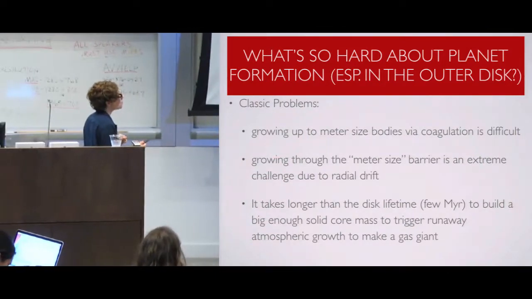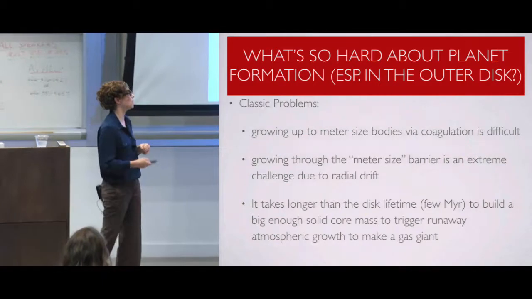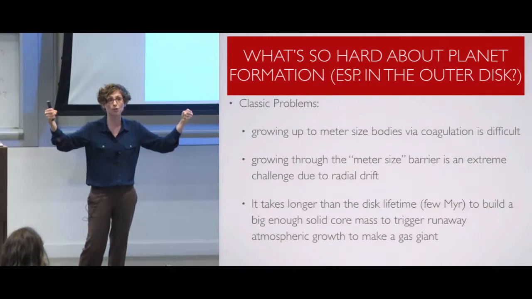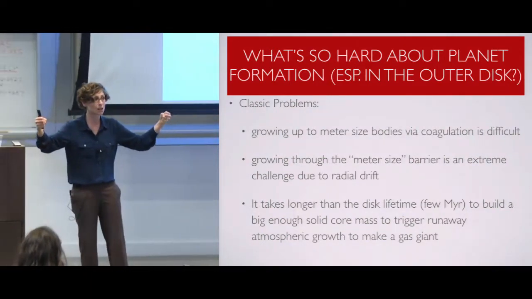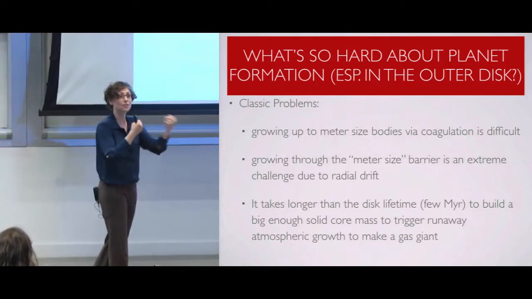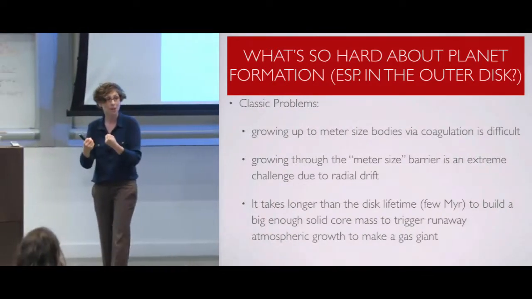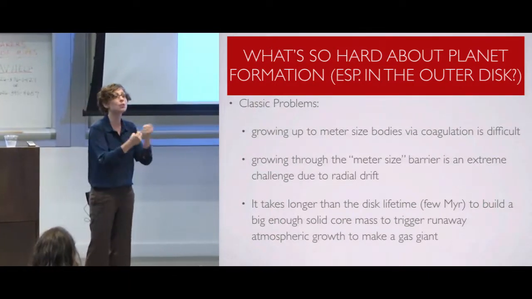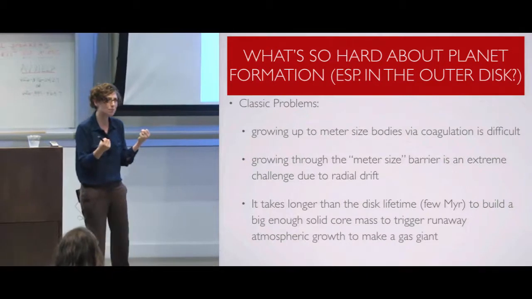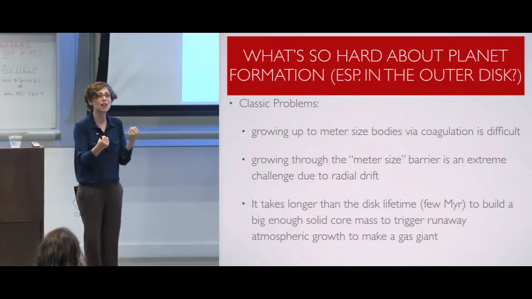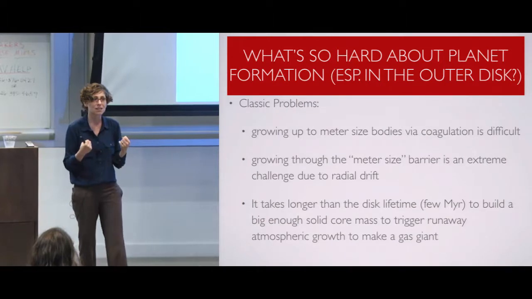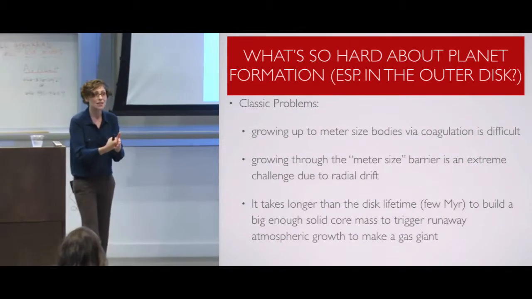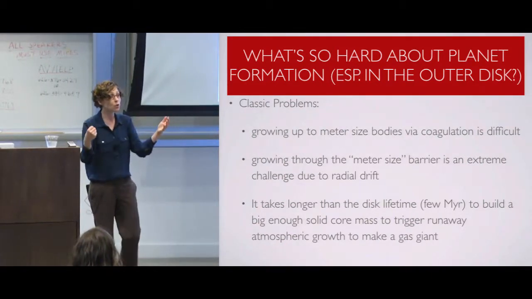One, growing up to meter-sized bodies via coagulation is difficult. This is what I alluded to before. If you take small things that can't gravitationally focus one another in a protoplanetary disk, we can calculate their relative velocities, how fast they should be moving relative to one another, based on the background Keplerian shear in the disk, and with some assumed amount of turbulent motion. And even if you make that turbulent motion very, very small, the relative velocities of things are very fast, meters per second. And if you smash two things together at those velocities, they will typically bounce or fragment.